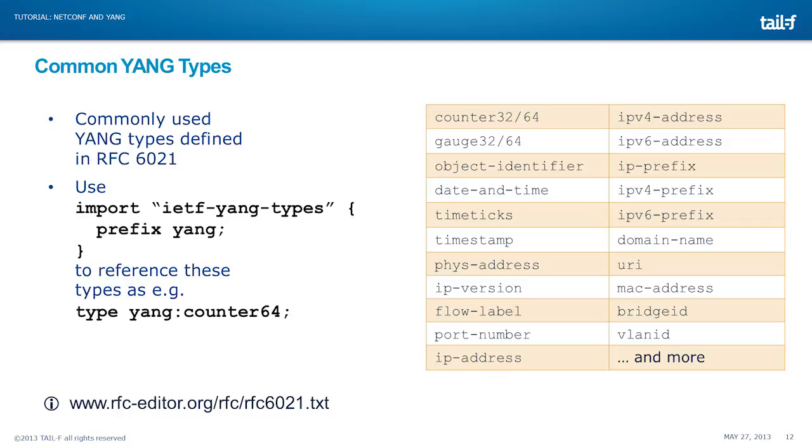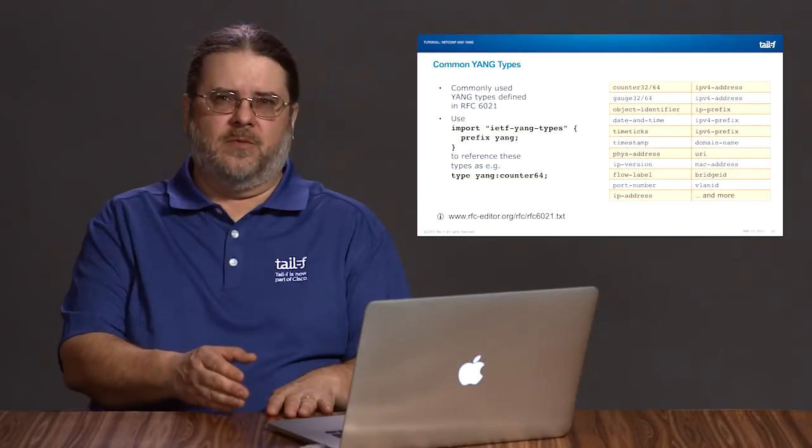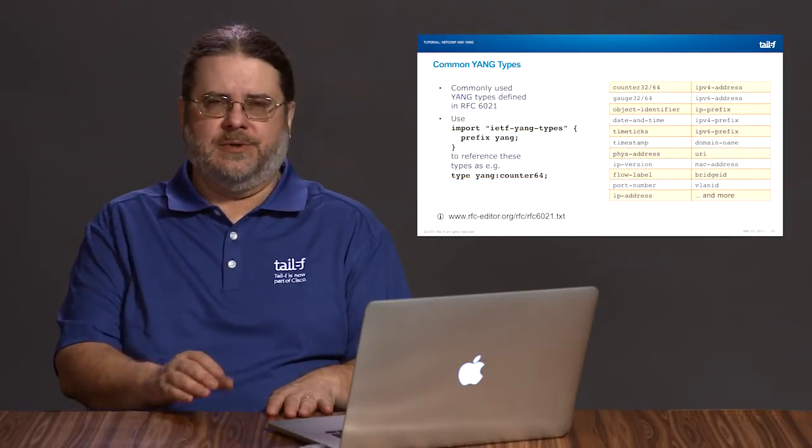In fact, any of the IETF standards-based modules, such as 6021, and there are a number of them out there now, are good Yang models to look through when you're getting started to see examples of real-world production use of Yang.